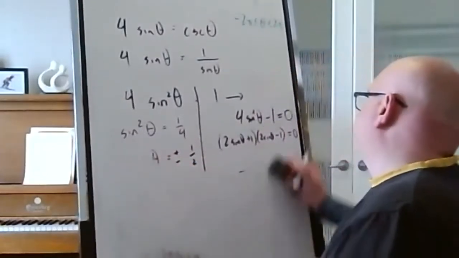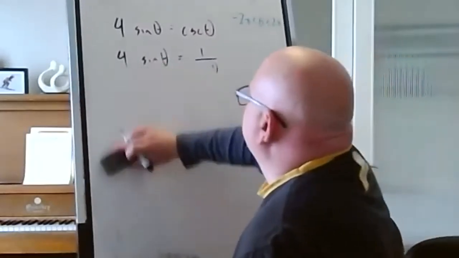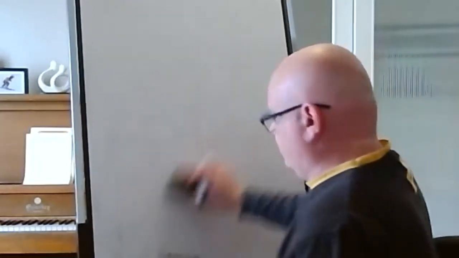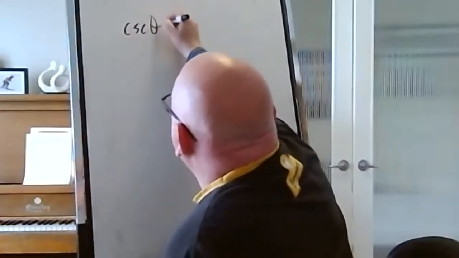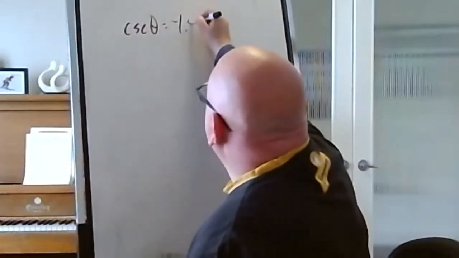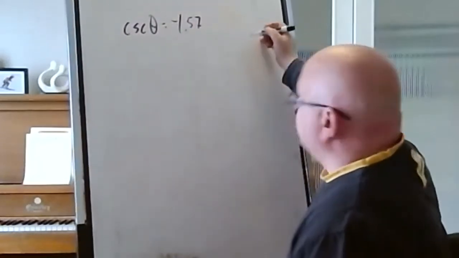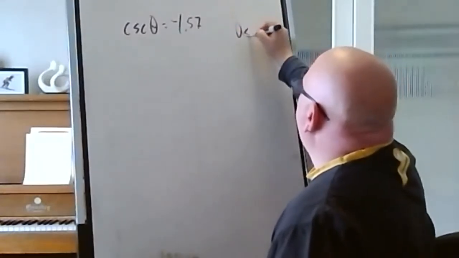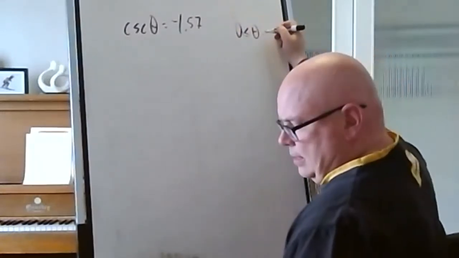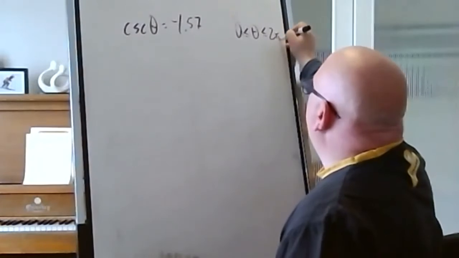Number 2 looks like cosecant theta is equal to -1.57. It gives us a domain of 0 less than theta less or equal to 2 pi.